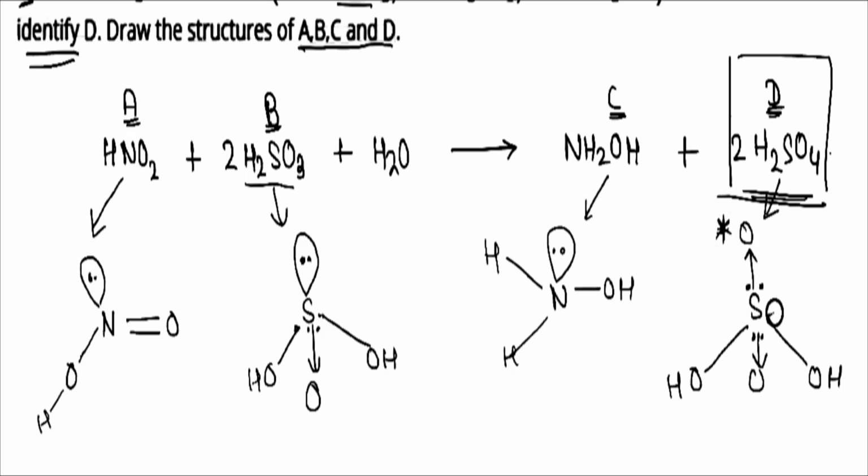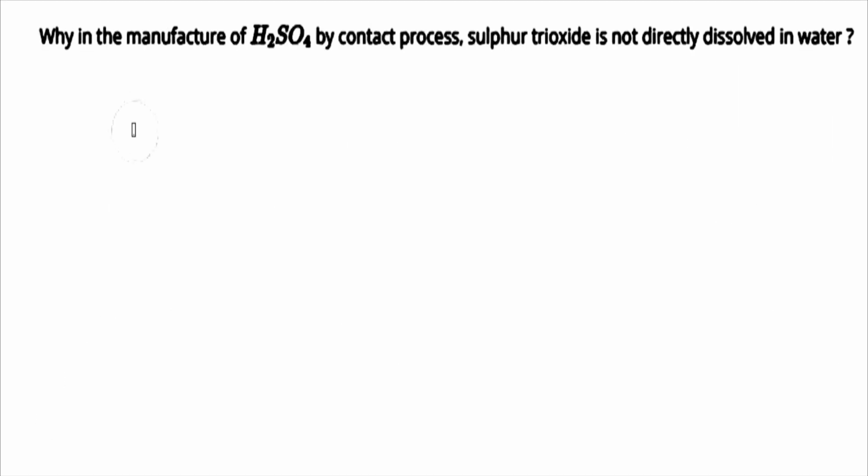Now just check the octet. Sulfur has 8 electrons, so the octet is complete, and this is the most appropriate structure. So this is how you have to approach these questions. Hope you get your correct answer. Thank you. Bye bye.